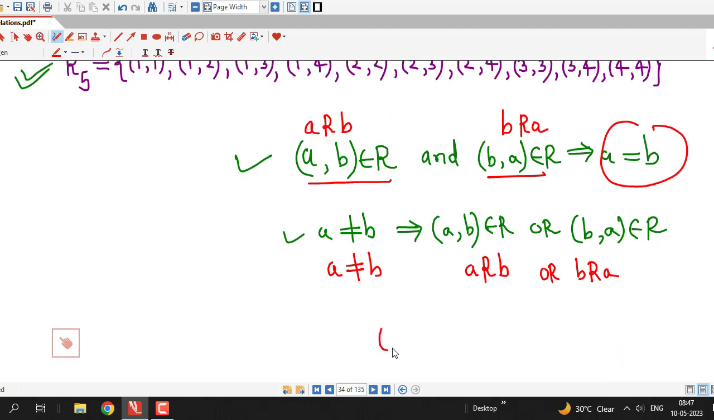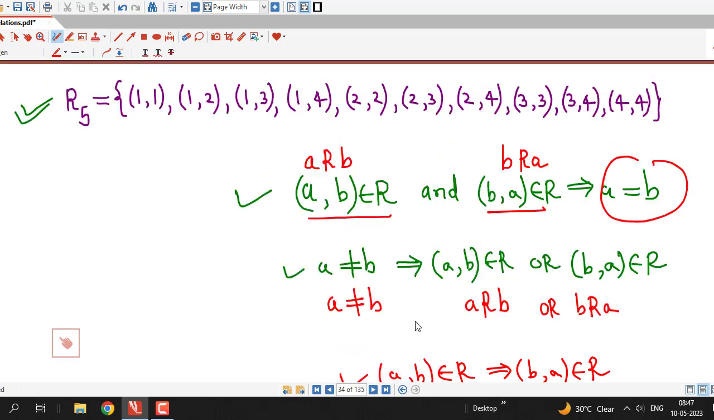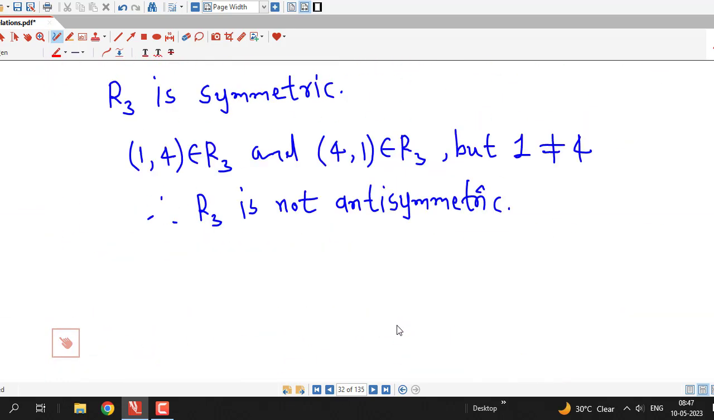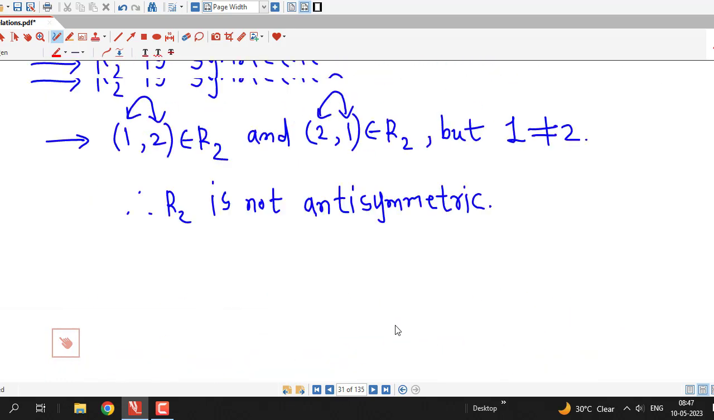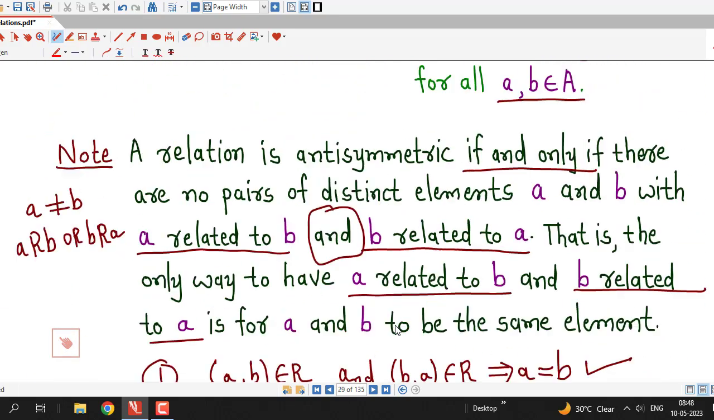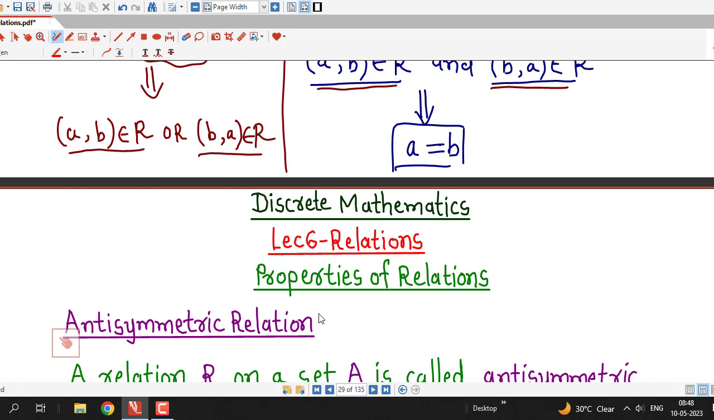And for symmetry, we are familiar that if we change the order of components, then the resulting element must be there in the relation for the relation to be symmetric. So this is all about this session. Here we have explained how to check whether a given relation is antisymmetric or symmetric, and in upcoming lectures we will continue with these properties of relations.